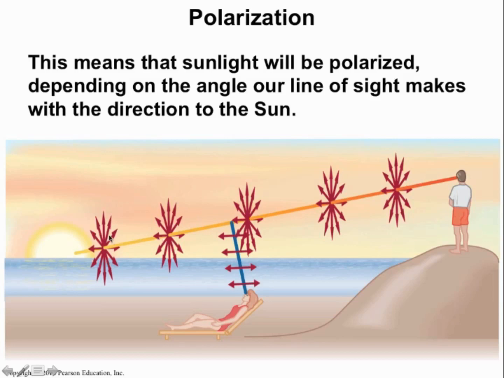And most of it just comes through unpolarized because it hasn't had a chance to polarize naturally in the scattering of the molecules. And so what he's going to see is mainly unpolarized light.